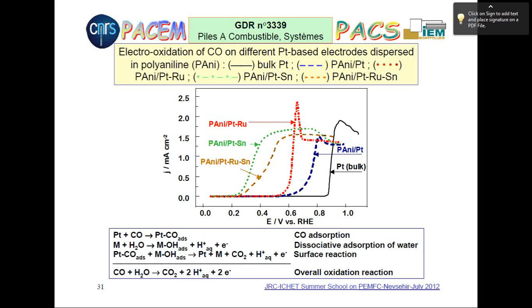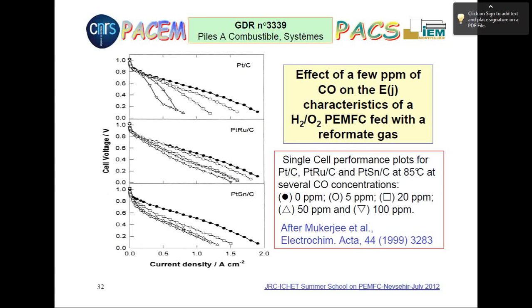Well, in that case, I think it's CO dissolved in the bulk electrolyte. It's a relatively large amount. Okay, but for fuel cells you have to be below 10 ppm. I will show you later. So if you have a different catalyst, including platinum ruthenium or platinum tin, you shift the oxidation reaction towards more negative potential, so you decrease the voltage, so you have better behavior. And again, you can write the different steps, and it's a relatively complicated reaction. Experimentally, you see the effect.